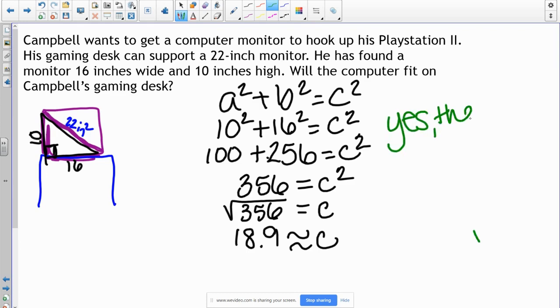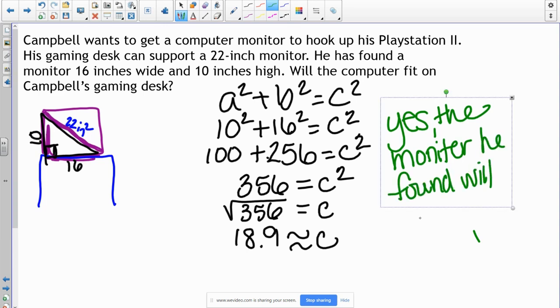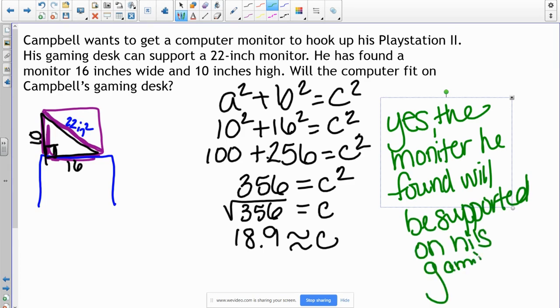The monitor he found will be supported on his gaming desk. So that sentence, you're right, there's nothing in particular that you have to write. You just need to answer the question that was put in front of you. So because it's less than 22, it can be supported.